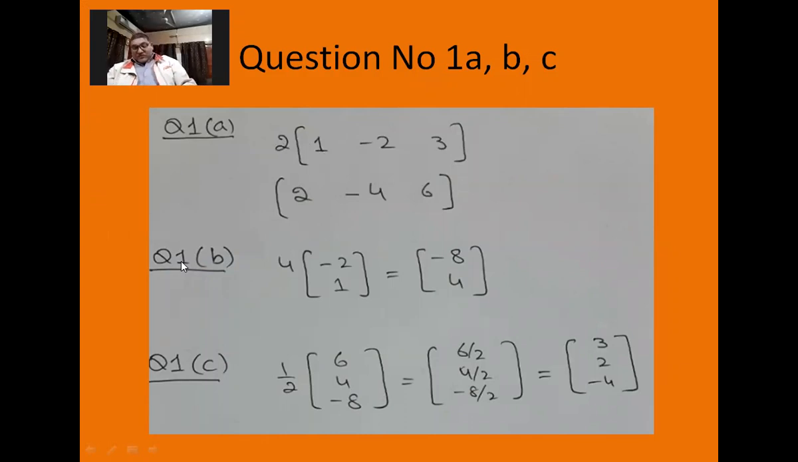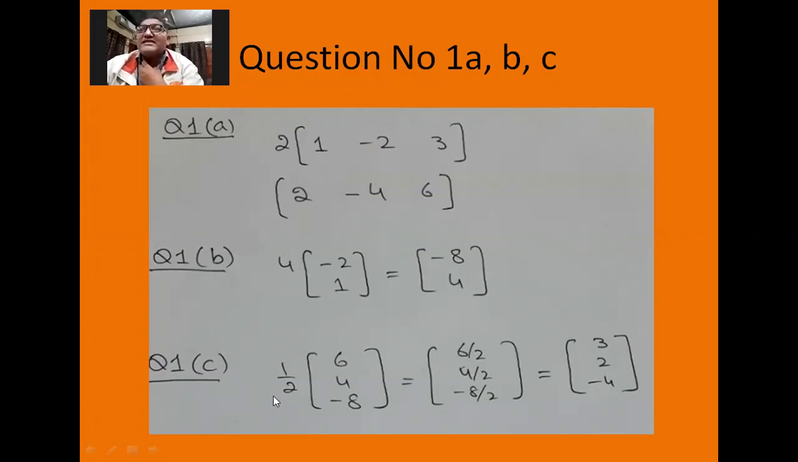In the question number 1, and this B part, here we have a 4 multiplying with this matrix. This matrix has 2 rows and 1 column. So this 4 will multiply with all the members in this matrix. So when 4 will multiply with -2, it will give you -8. When the 4 will multiply with 1, it will give you 4.